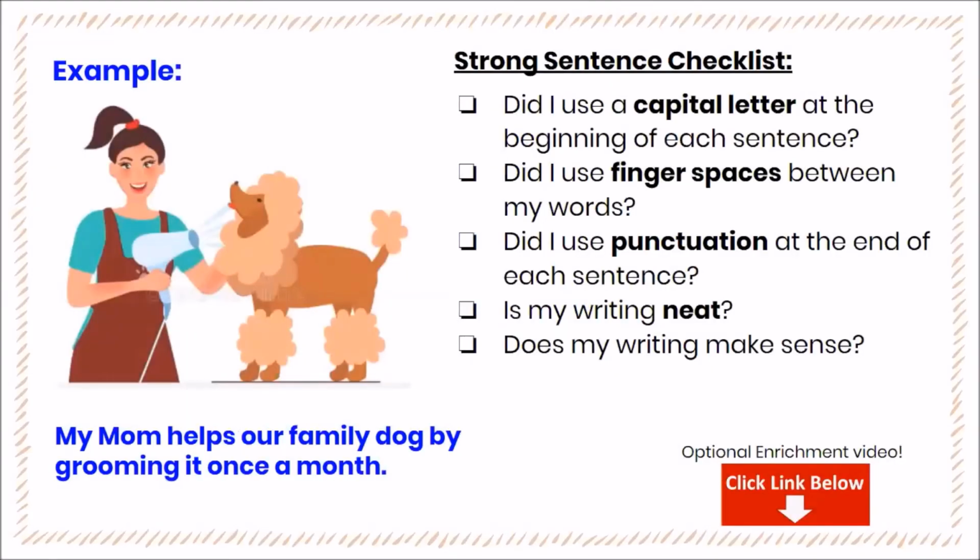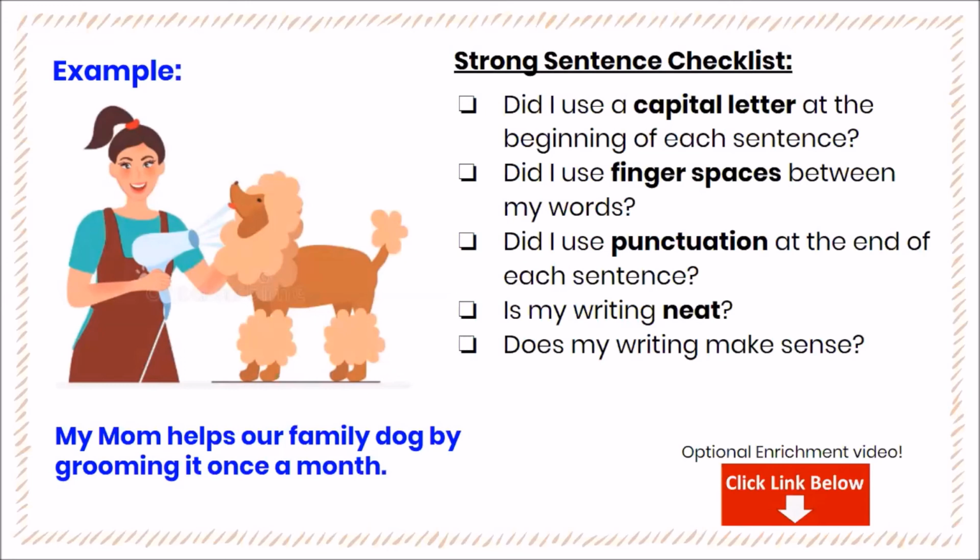Here is an example. I might draw a picture of my mom grooming our dog. My sentence is, my mom helps our family dog by grooming it once a month. Remember, friends, you are drawing your whole family and talking about what each person may do as a service for someone else. Please use this checklist, the strong sentence checklist.